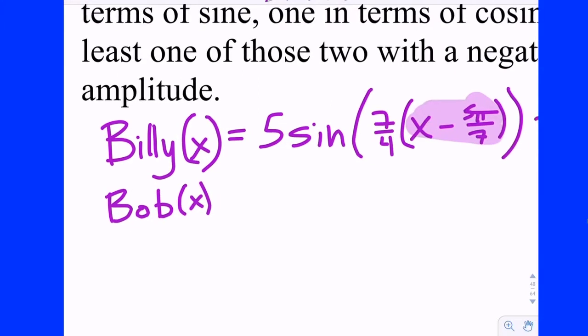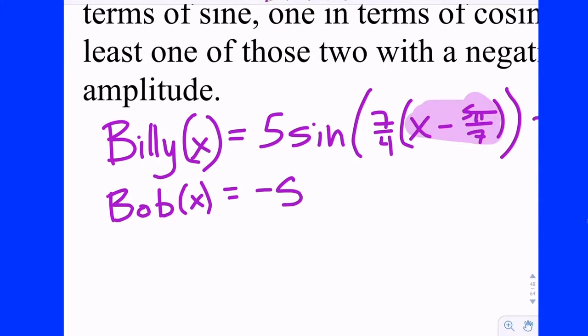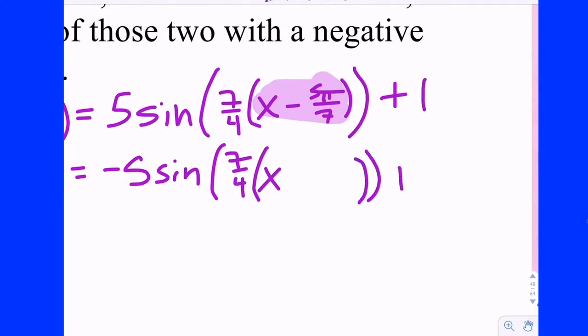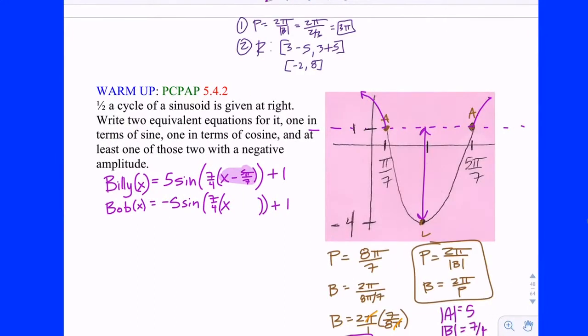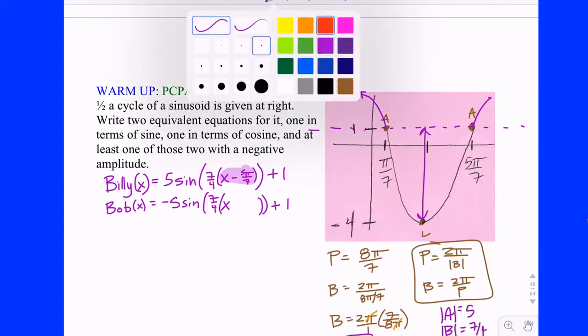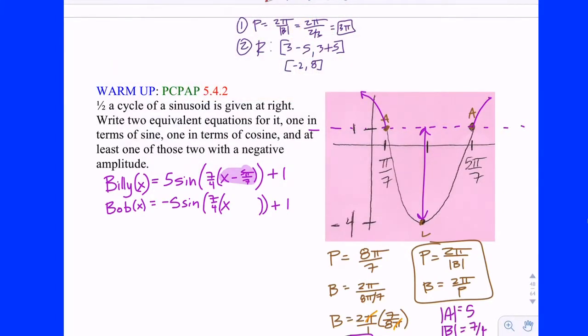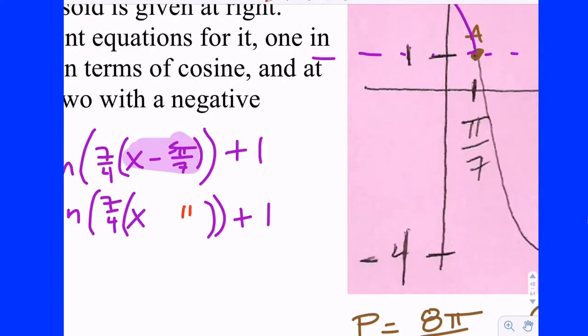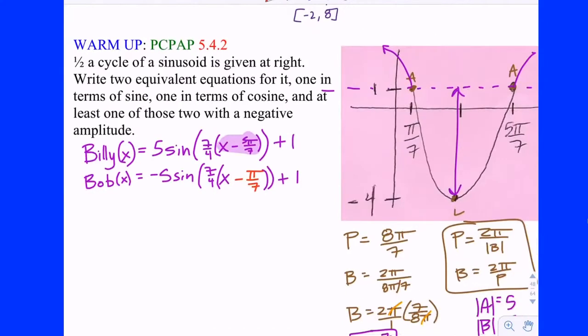A negative sign would be negative 5 sine, 7/4 would stay the same. It would be x plus or minus something plus 1. But for negative sign, we're looking for an axis point not going up, rather an axis point going down. Where's an axis point going down? Pi sevenths. So would it be plus or minus? Minus. Good. I need to get to the right. So I wrote one for positive sign, one for negative sign.